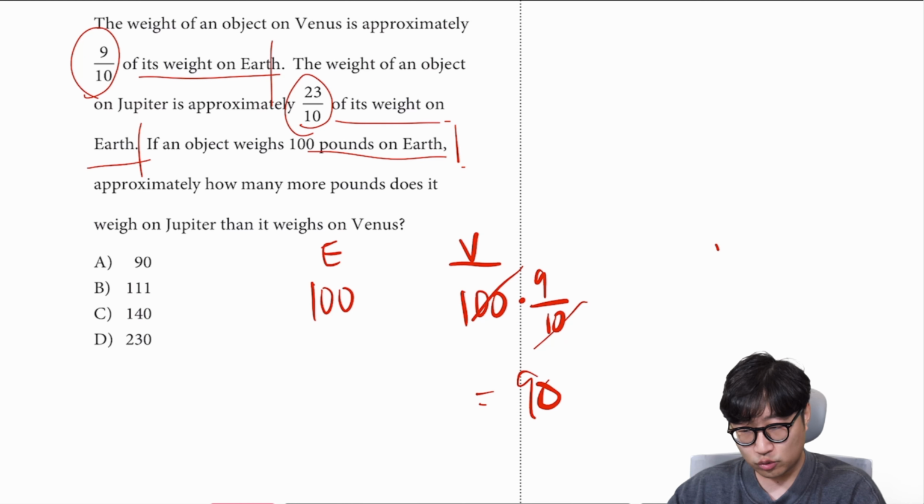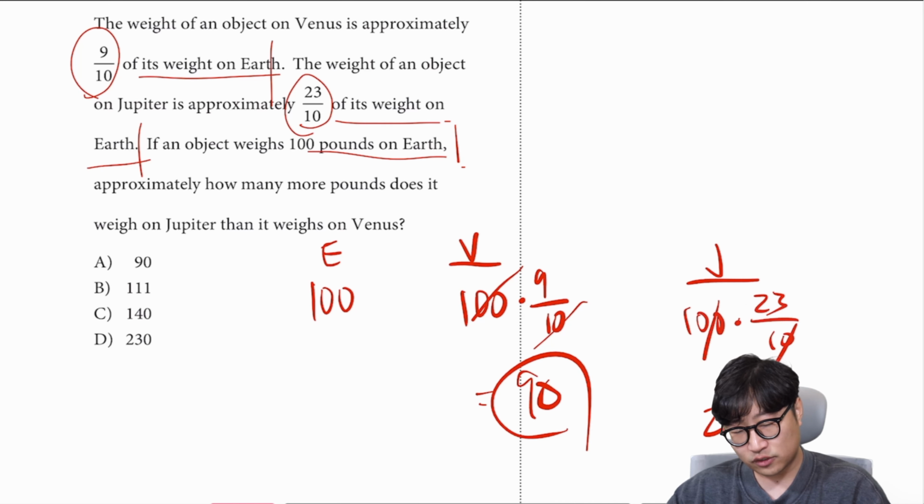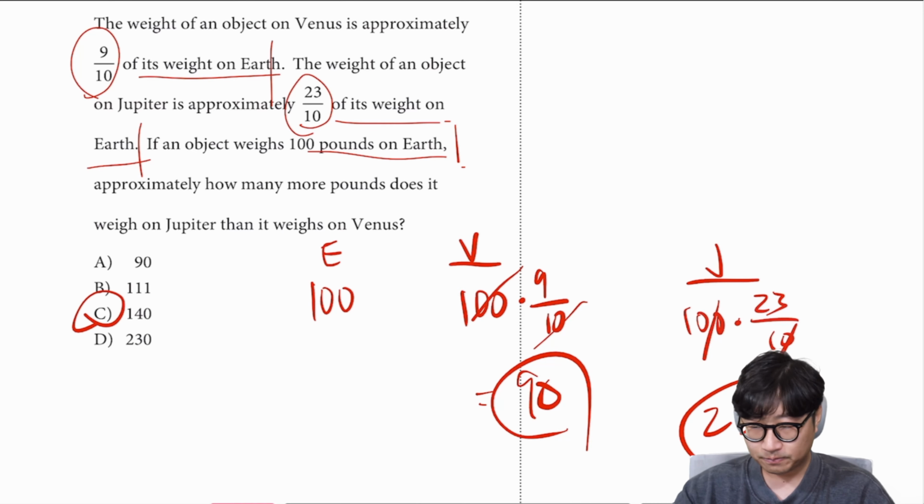And then let's do Jupiter. That'll be, grab the 100 and multiply by 23 over 10. So cancel one of the zeros, so that'll be 230. So 90 versus 230, the difference is 140.